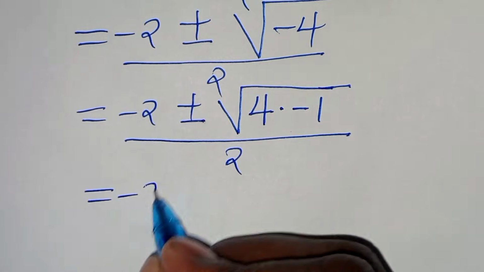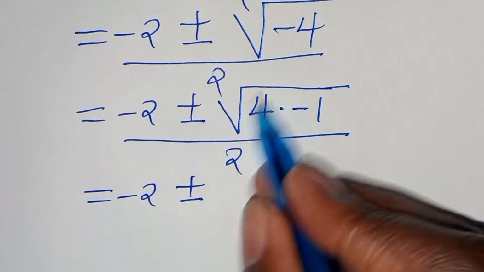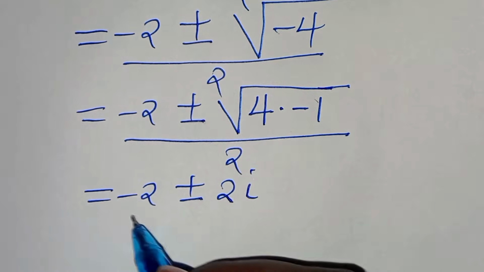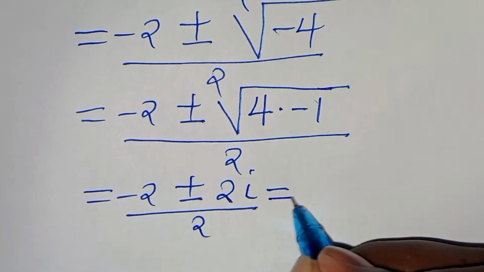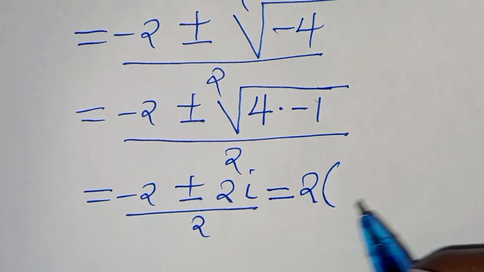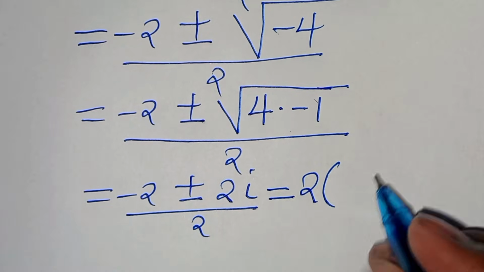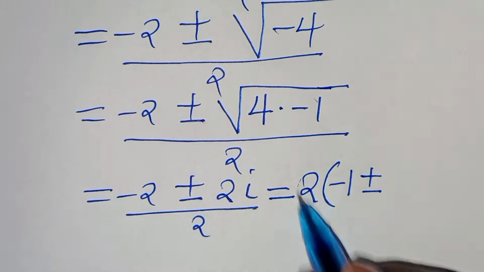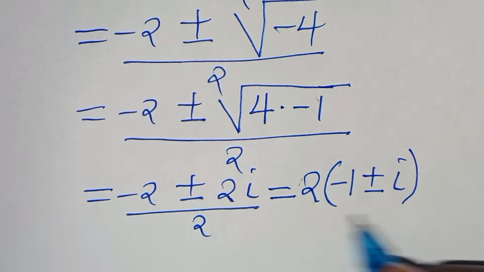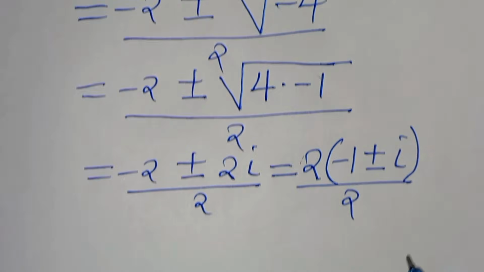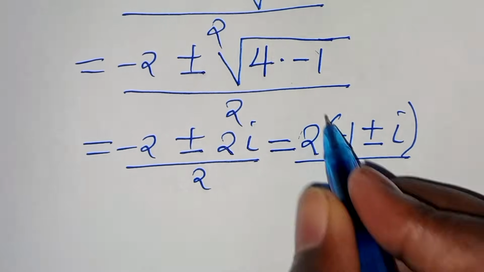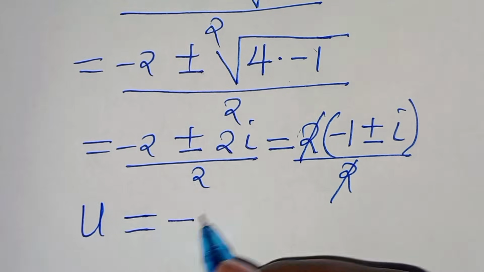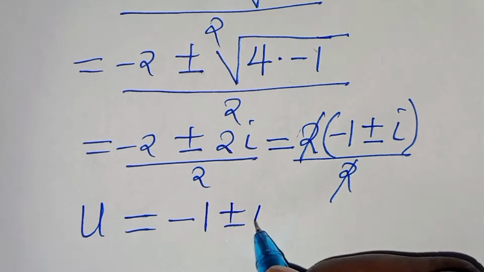So this is minus 2 plus or minus a square root of 4, this is 2, square root of minus 1, this is i, then divided by 2. So 2 is common here, we factor out 2, divided by minus 2, this is minus 1, plus or minus 2i divided by 2, this is i, then divided by 2. So let's simplify 2 and 2 here, so that u is equal to minus 1 plus or minus i.